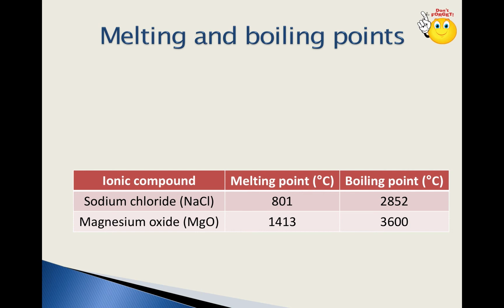There'll be a stronger electrostatic force of attraction between the Mg2+ and the O2- than between the Na+ and the Cl-, simply because you've now got twice the positive charge and twice the negative charge. It's like two magnets. If you double the strength of the two magnets, they will be attracted to each other a lot more strongly.